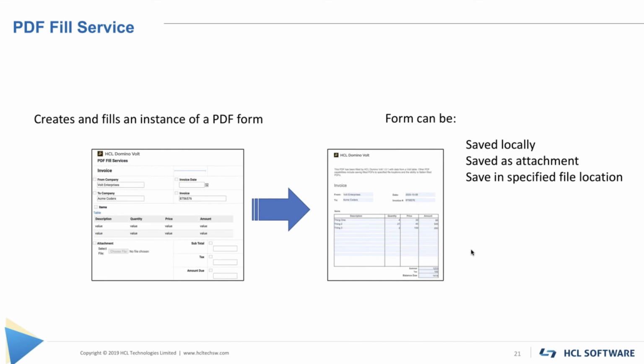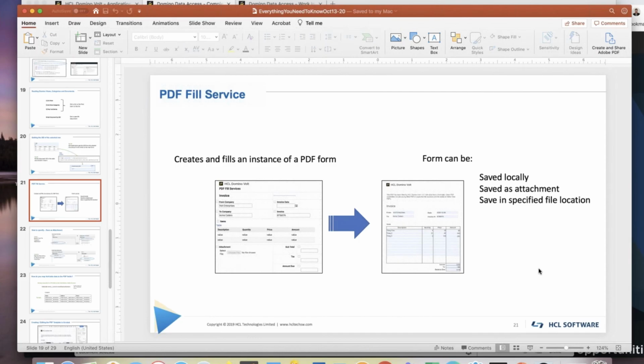So this will take information from your application, push it into a template, right? Create a new instance of that template and push it into that PDF, and then save the filled PDF, right? And you can save it locally, which is the default. You can also save it as an attachment to the submission record, or you can save it in a specific file location, right? So let's take a look at an example.